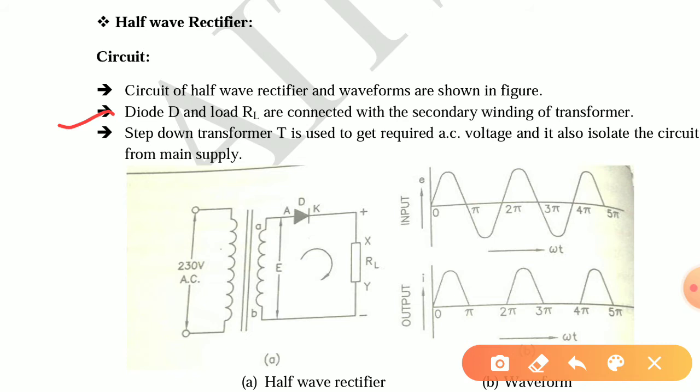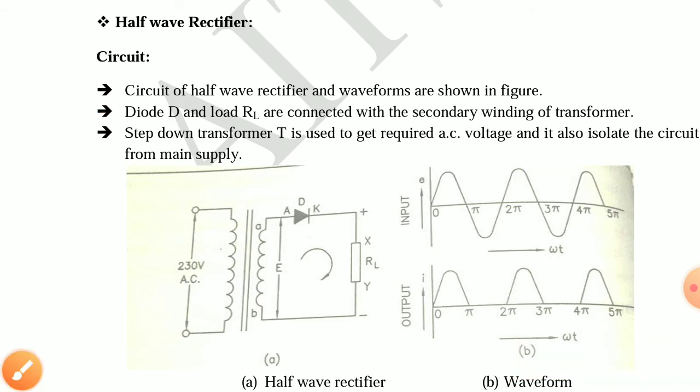Here, what is the function of the transformer? The transformer is used to convert AC into low AC. So the transformer is used to get the required AC voltage, and one important thing is that it also isolates the circuit from the main supply. So it prevents the circuit from being damaged by the direct AC supply. In figure B the waveform of the half wave rectifier is shown, that we will discuss in the working.